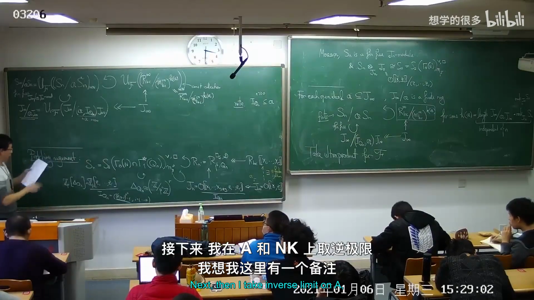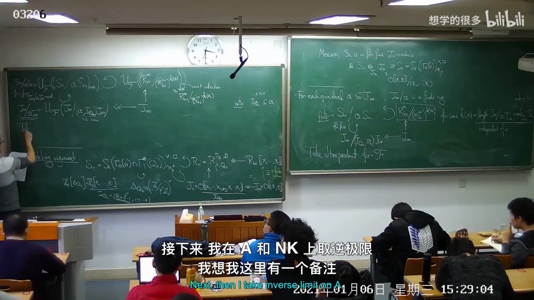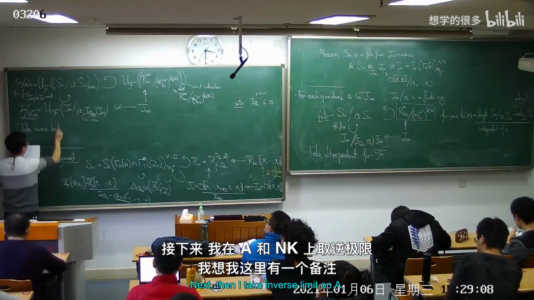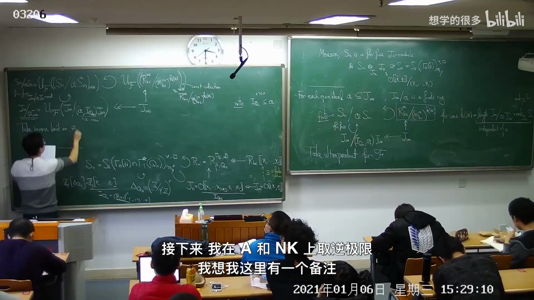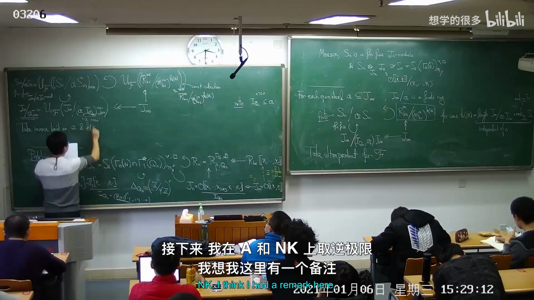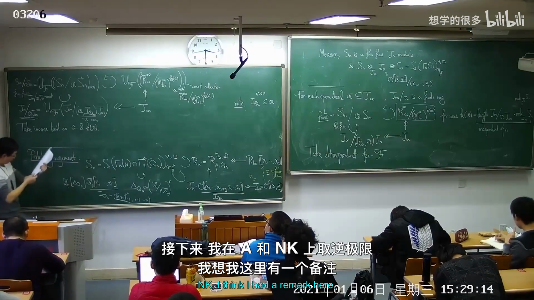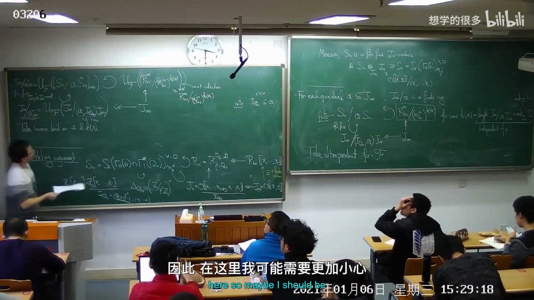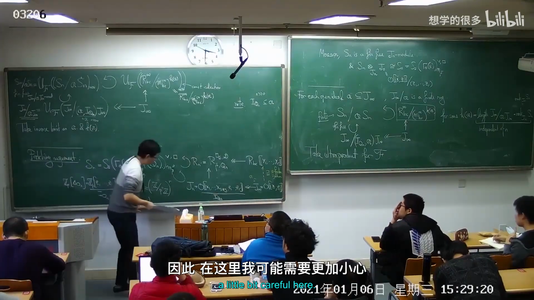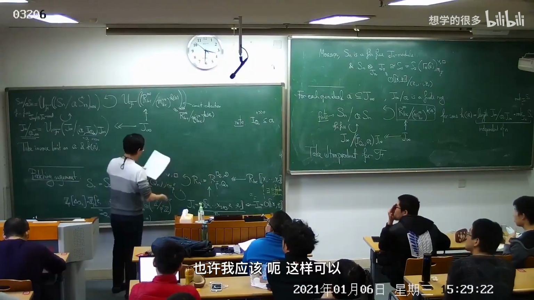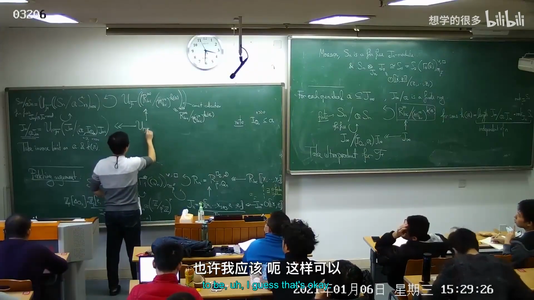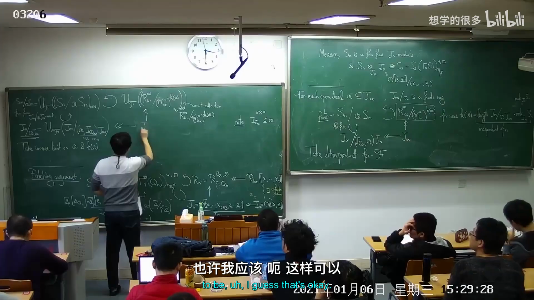So for each open ideal, I can take an ultraproduct of the diagram I have. Next, I take the inverse limit on A and Ka. I think I had a remark here. So maybe I should be a little bit careful here. I guess that's okay.